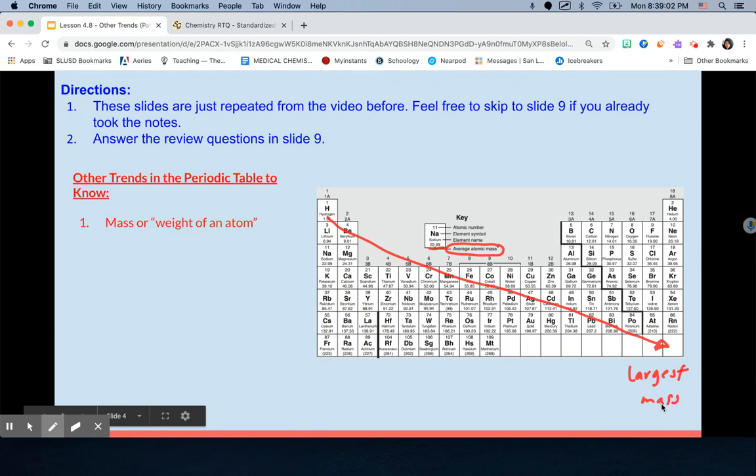as you go to the bottom right hand corner, and the smallest mass is on the upper left hand corner. Again, please don't memorize this. It literally has the numbers on the periodic table. So if you forget, just compare the numbers, right? I can tell it's going bigger left to right, and I can tell it's going bigger going down, right? Okay.